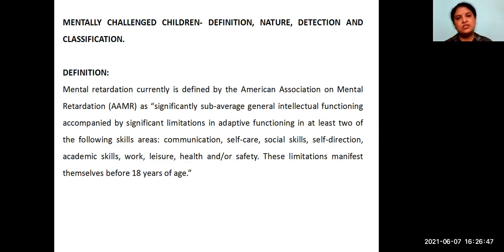So before 18 years of age, if you have seen such characteristics and very low intelligence, especially an IQ below 70, if you have identified that child with these characteristics before the age of 18, then they can be considered as mentally challenged or mentally retarded.